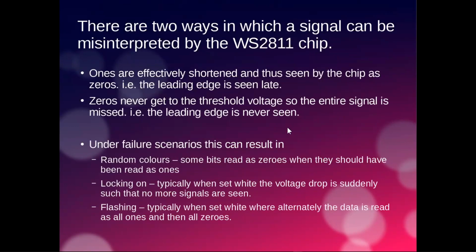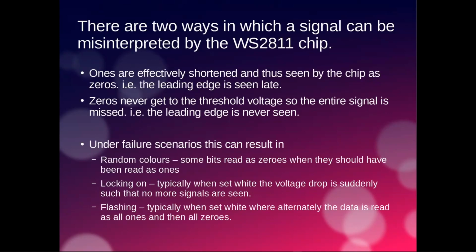All right. So there are two ways that the 2811 chip can misinterpret the signal. If the ones are effectively shortened, then the chip will see the signal, but it'll see the leading edge so late that it'll read it as a 0 when it should have been a 1. And so that's a common cause, and I had this a number of times in my testing, where my pixels would go white for one frame and then black for the next one.